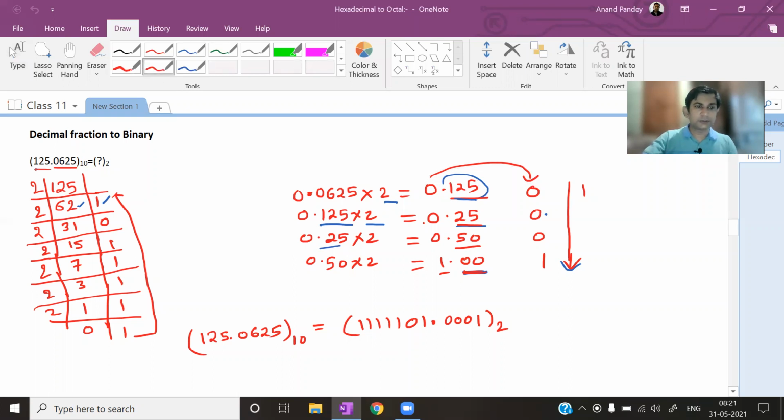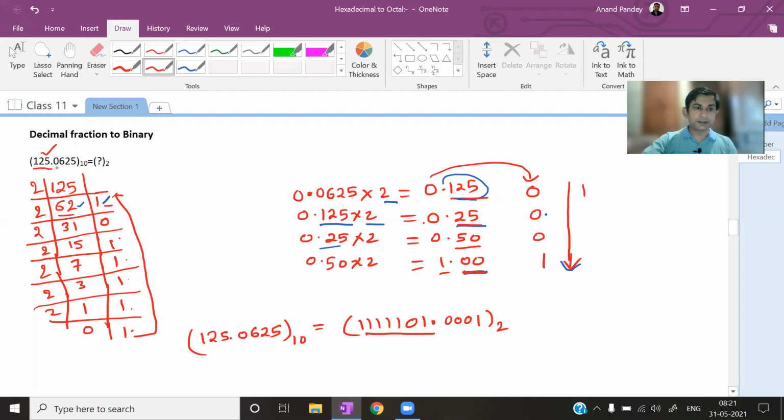So you can see this decimal fraction, 125.0625. Okay. So how to convert this? First of all, for the integral part, the same rule. You know how to convert decimal to binary. So for the integral part, for 125, the same rule: divide by 2, write the quotient here, remainder here, and so on. You can see I have written the answer here.